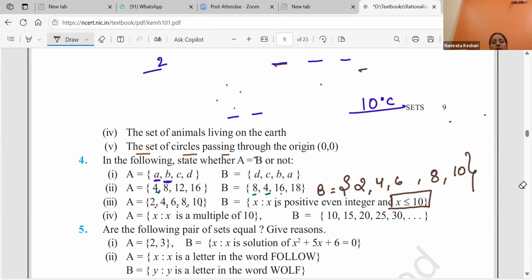Here 2, there 2. Here 4, there 4. Here 6, there 6. Here 8, there 8. Here 10, there 10. Yeah, these two are exactly the same. A and B are the same.